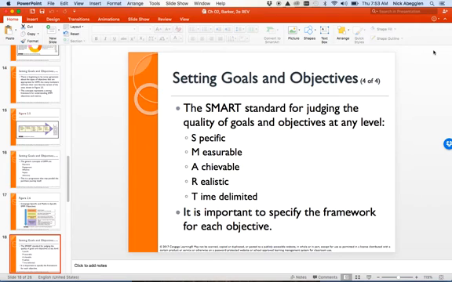And then time. Does it have a timetable on it? If we make a goal and we never put a timetable on it, we're never going to hold ourselves accountable to that goal. So we have to have it specific to 6 months, 1 year, next week, whatever it might be. And it's important to specify the framework for each of those objectives like we just discussed.